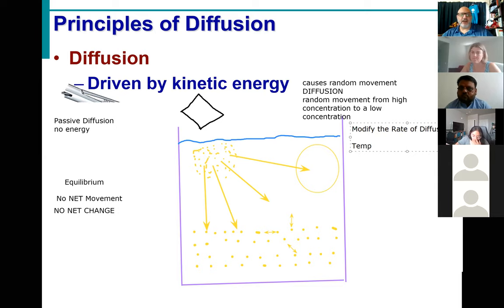And that's what we see at the beginning. Notice at the beginning, all these crystals are moving. But because there's a large, dense amount of them here, more of them are moving away from that location than are moving into that location. And so in that case, there is net change, and that's how diffusion occurs. But once they equally distribute themselves, then there's no longer any net change. All right, so temperature is one of the ways we can modify the rate of diffusion. What's another factor that can change the rate of diffusion?